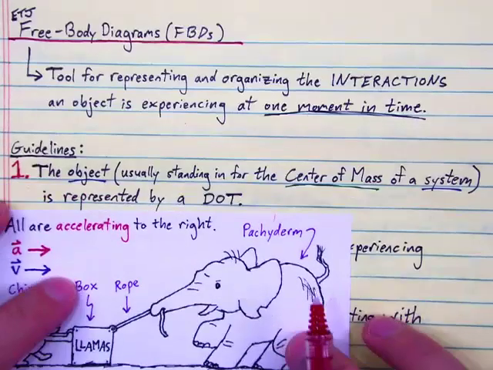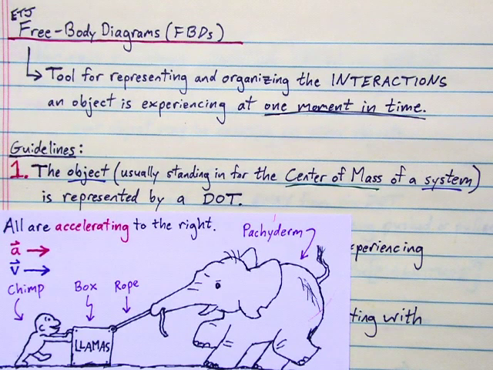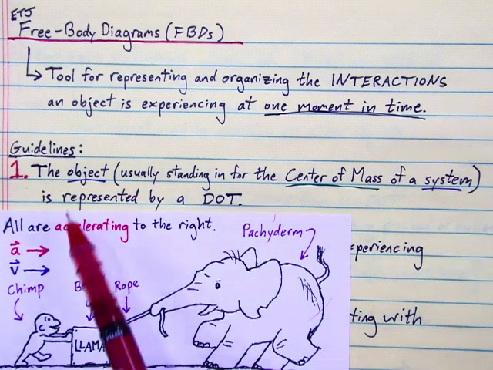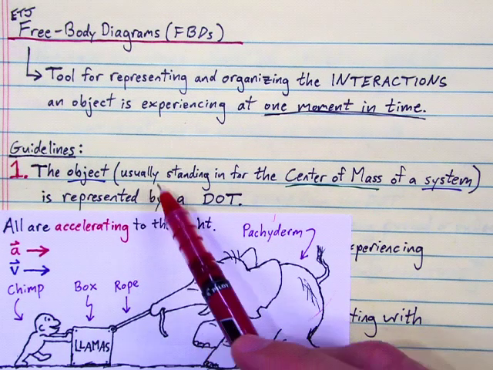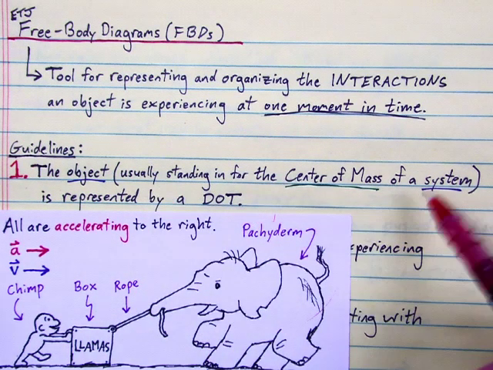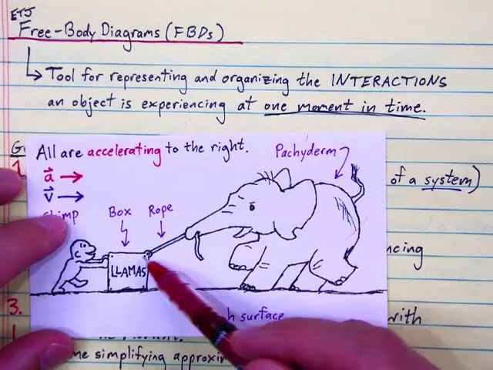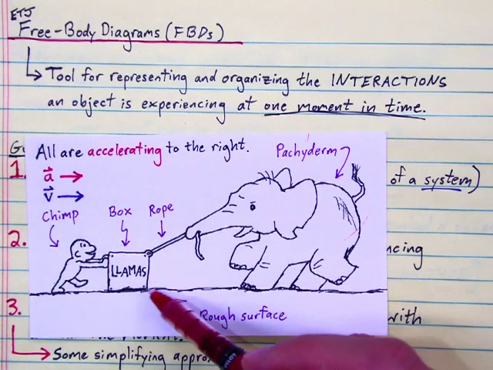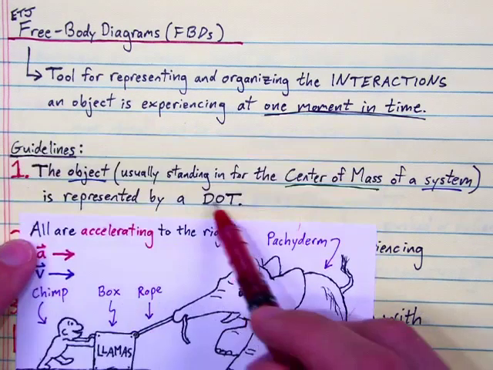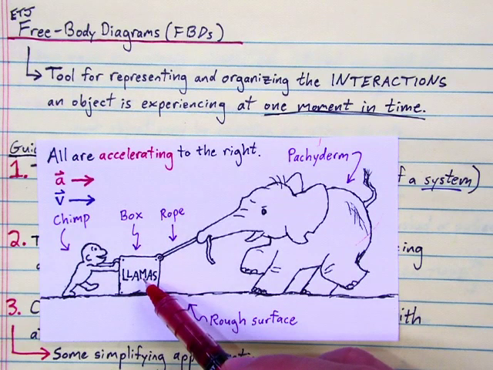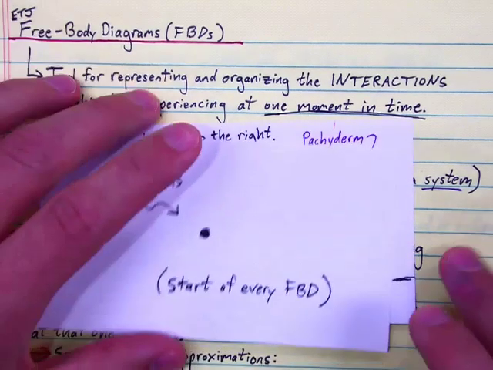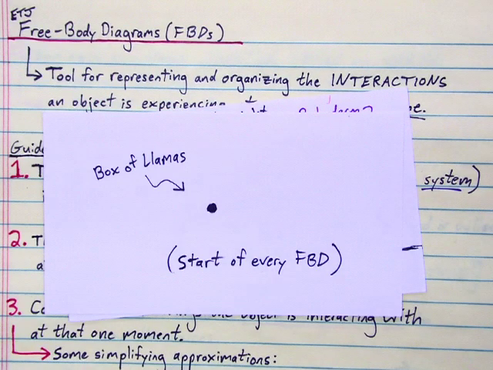Okay, guidelines. We model the motion of an object by considering it to be a free body, that is free to move in any direction. It's not fixed in space. So our diagram starts as follows. The object, which is usually standing in for the center of mass of a system, the box here is actually a system of zillions of atoms, but we're going to represent the box with a dot at the center of mass of the box. So here's the start of this free body diagram and every free body diagram.